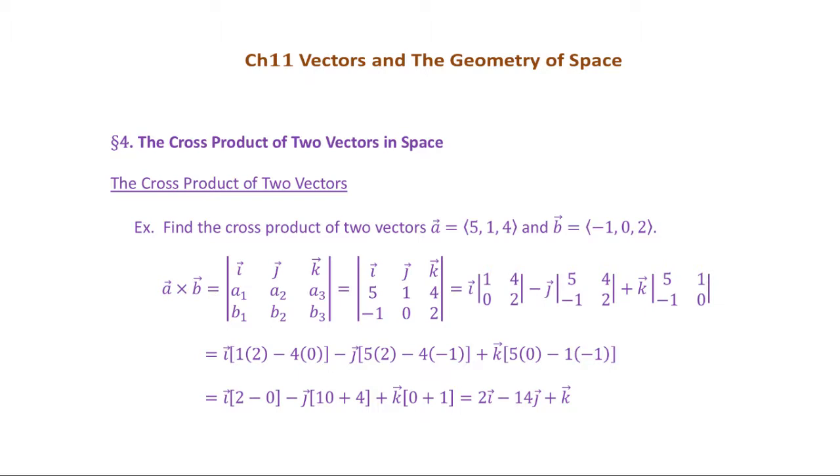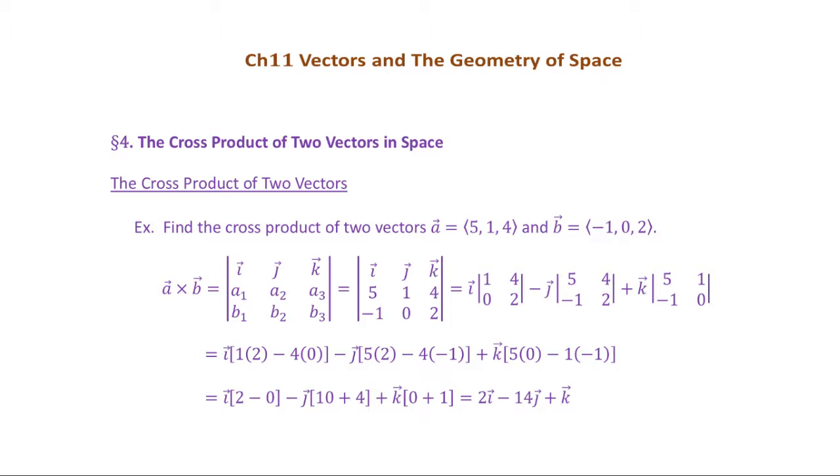So now then what? 1 times 2 is 2. 4 times 0 is 0. So you get 2 times 0 in the first part. And then 5 times 2 is 10. 4 times negative 1 is positive 4. So you get 10 plus 4 in the second term. And then 5 times 0 is 0. Negative 1 times negative 1 is 1. So you get 0 plus 1 in the third term.